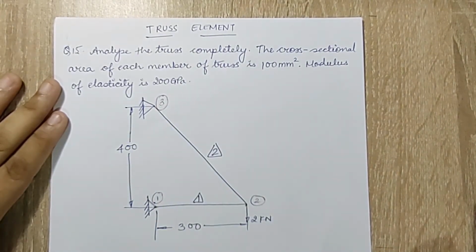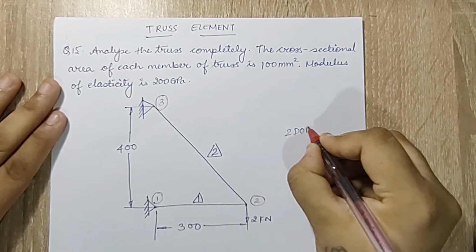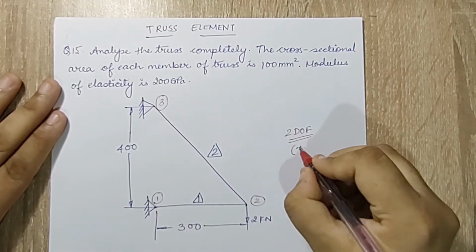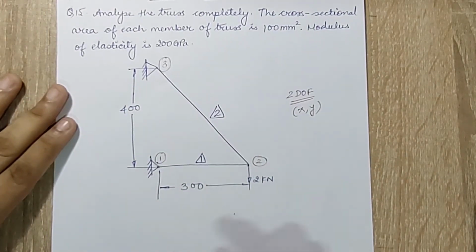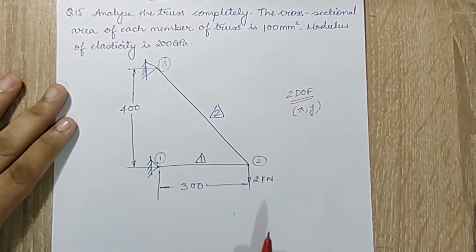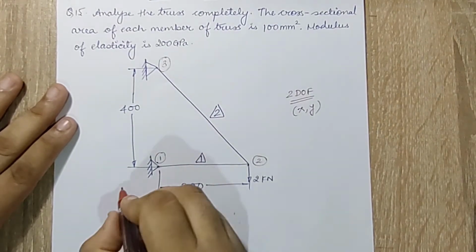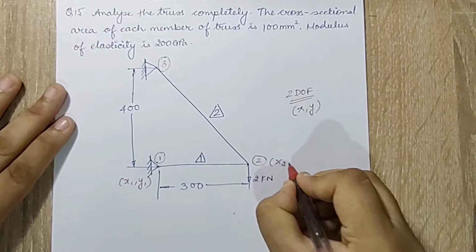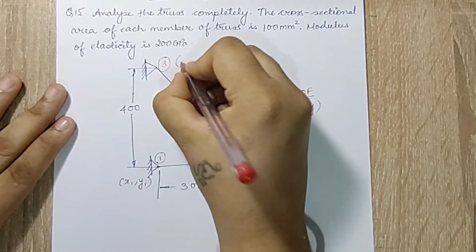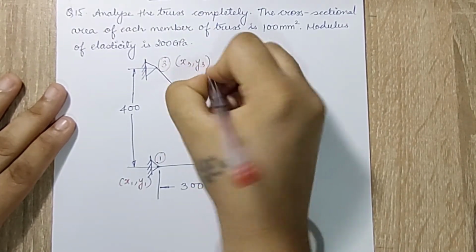3. Now for truss element we are going to assume 2 degrees of freedom. 2 degrees of freedom means there will be two axes, x and y, for our reference. So we are going to also mark the nodal values here. First node will have x1, y1, second will be x2, y2 and third will be x3, y3.